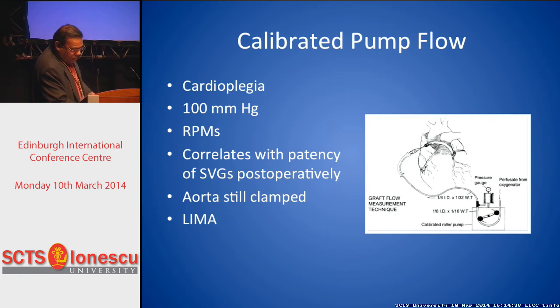Calibrated pump flow. In this particular technique, cardioplegic solution is pumped through the proximal portion of the saphenous vein at a pressure of 100 millimeters of mercury. This is a pre-calibrated pump, and the revolutions per minute give you an estimate of the flow through this particular graft. Many groups have shown that the graft flow measured with this technique correlates with graft patency in the postoperative period.